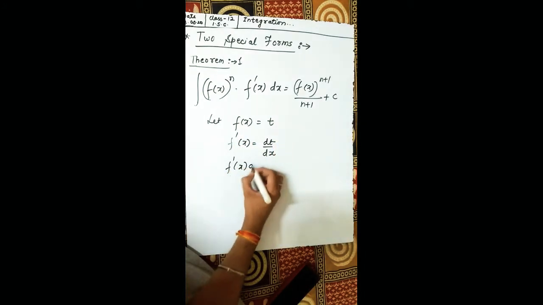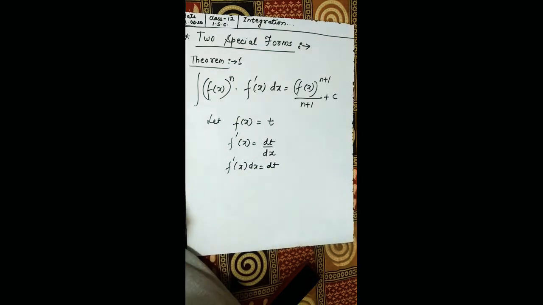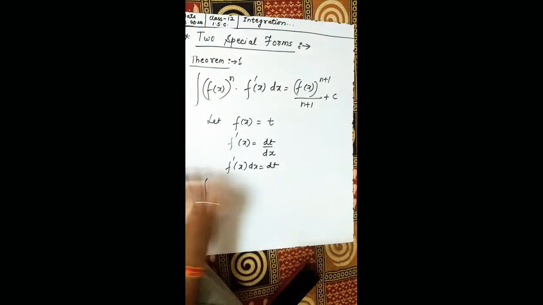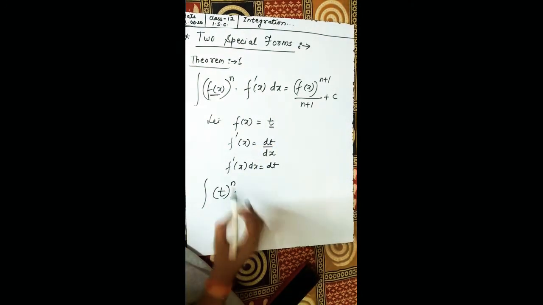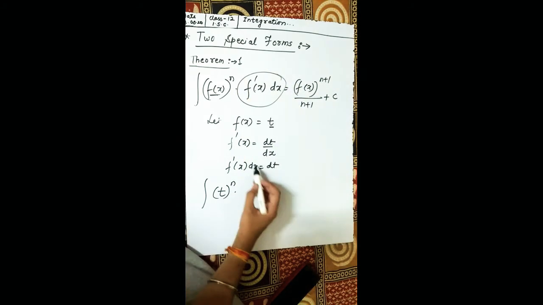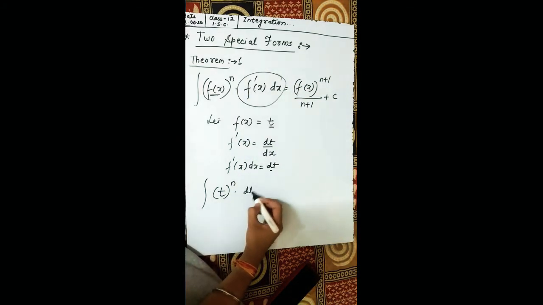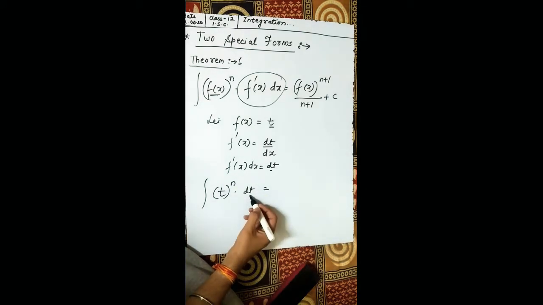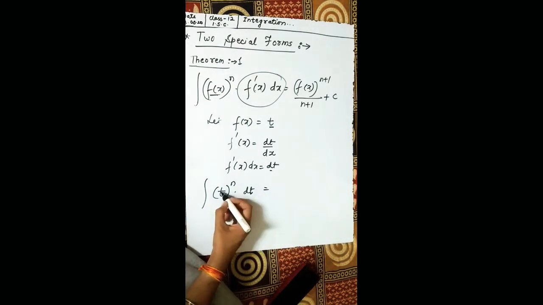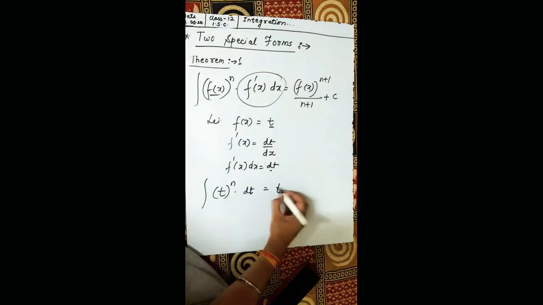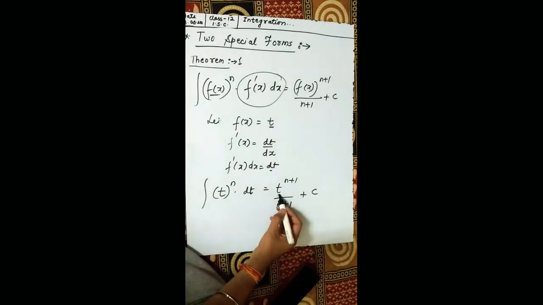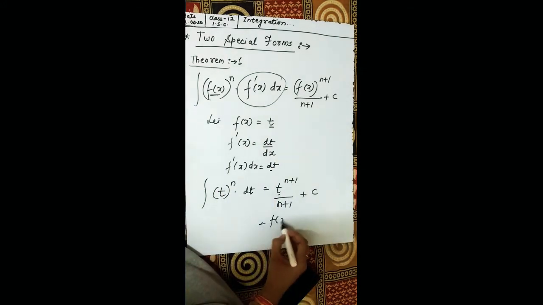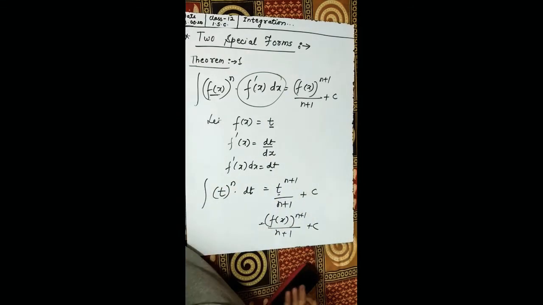So f dash x dx is equal to dt. Alright, now let us substitute all the things. In place of this f(x) we can put t, so t to the power n, and in place of f dash x dx, we can put dt. Now our integration is in respect of t. So what is the formula of t to the power n dt? It will be t to the power n plus 1 upon n plus 1 plus c. Now what you have taken t as f(x), so f(x) to the power n plus 1 upon n plus 1 plus c. So this is what the proof is.